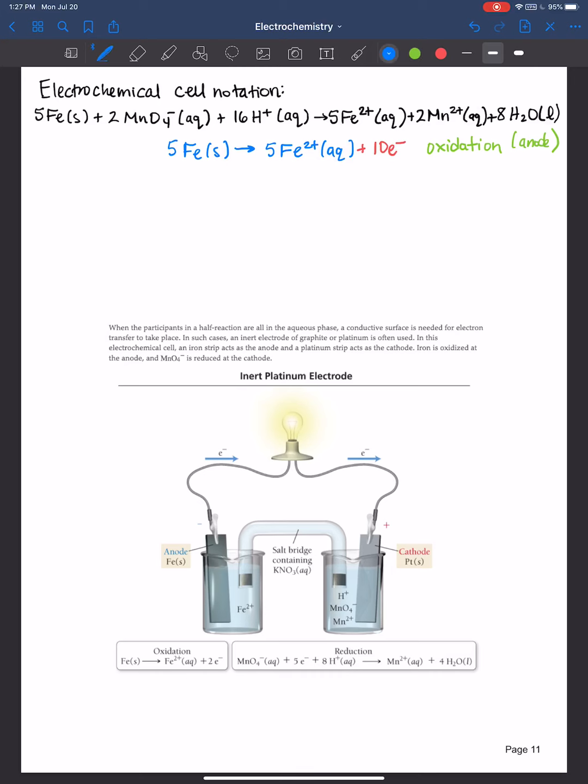All right, let's write down the other half reaction. We have the permanganate polyatomic ion here.